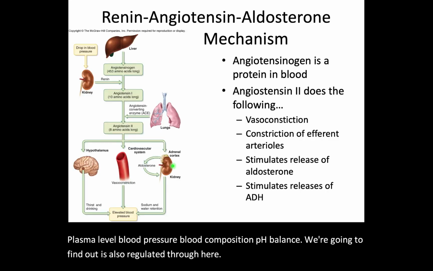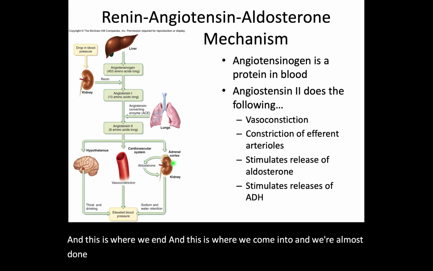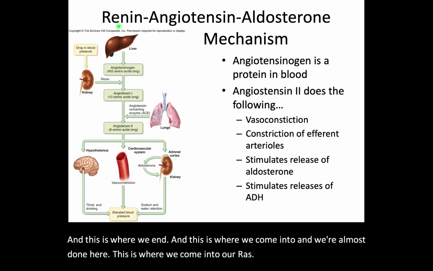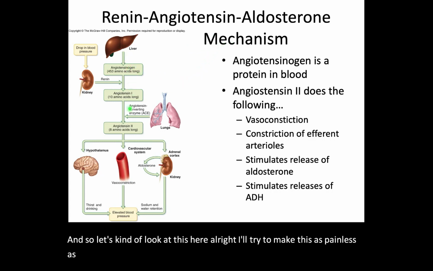And this is where we end, and we're almost done here. This is where we come into our RAS mechanism, our renin-angiotensin-aldosterone system. And so let's kind of look at this here. All right, I'll try to make this as painless as I can. Follow my little schematic that I have over here, and nobody will get hurt, I promise.